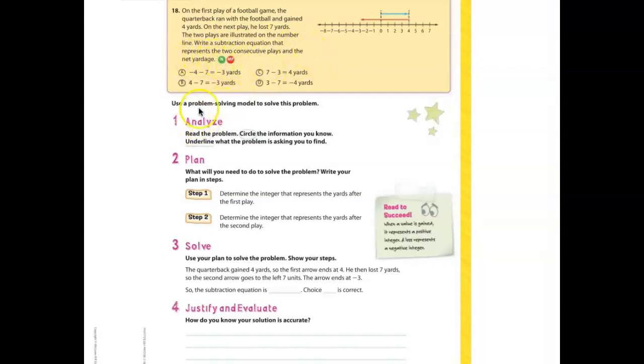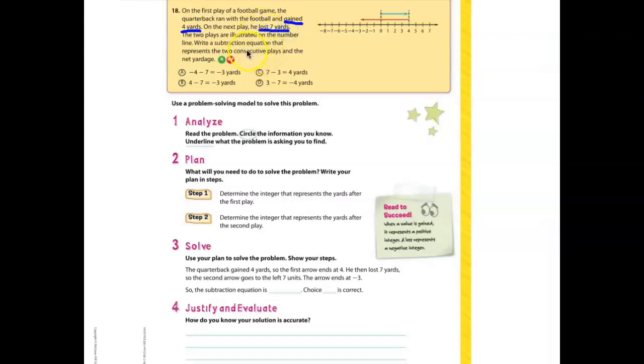Okay, so the first thing it's telling you to do is to make sure that you read the problem and circle information that you know and underline what the problem is asking you to find. So I'm going to turn my pen on here, and I'm going to come up here. I know that he gained 4 yards, and I know that he lost 7 yards.